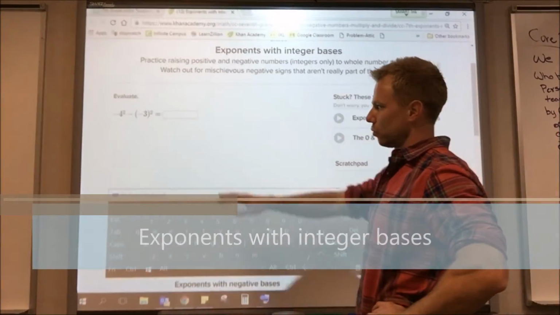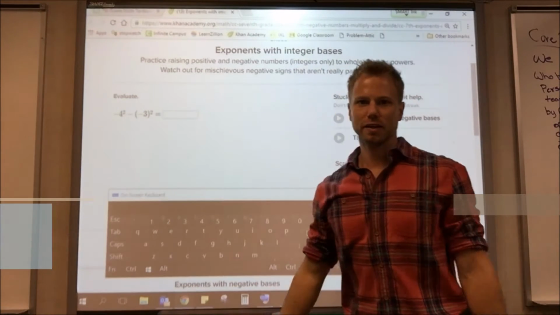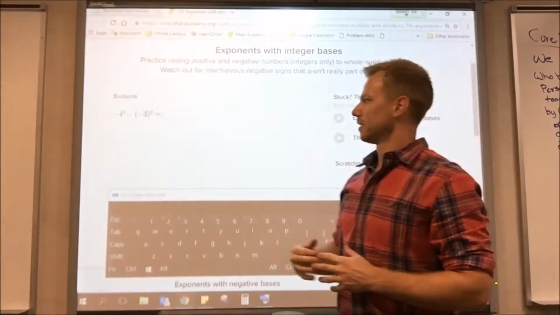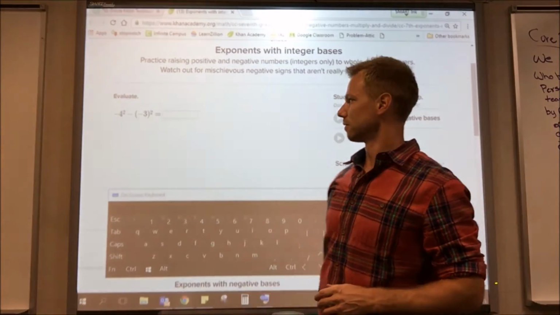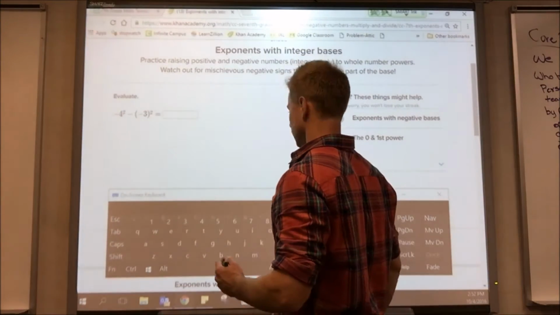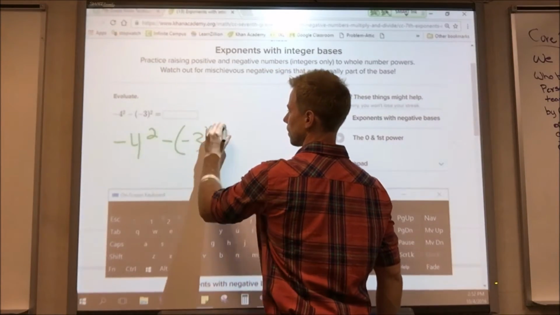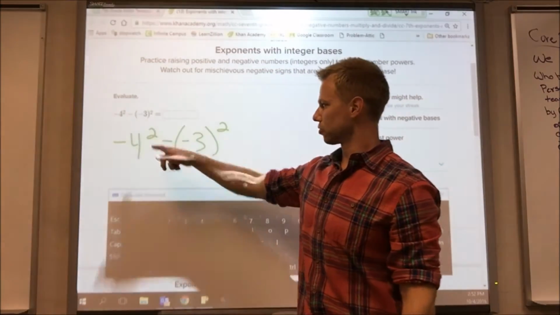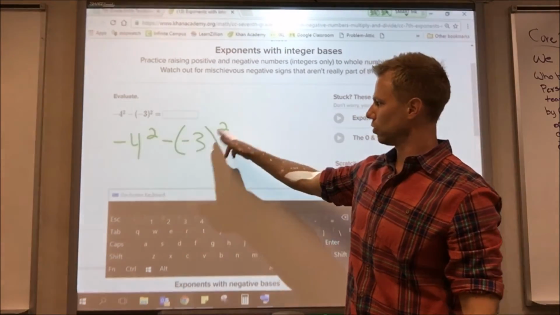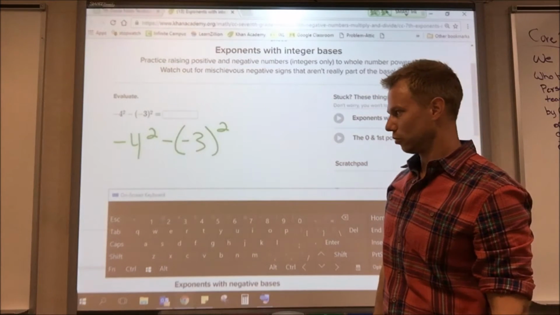Okay, on this link we are working with integers, and we have some negative signs in front as well. The thing that we really have to pay close attention to here is our parentheses. So the first number, we have -4. I'll rewrite it bigger so you can see it. We have -4 squared, but there's no parentheses. The second number, we have -3 squared, but there are parentheses. So that's going to change what we do.